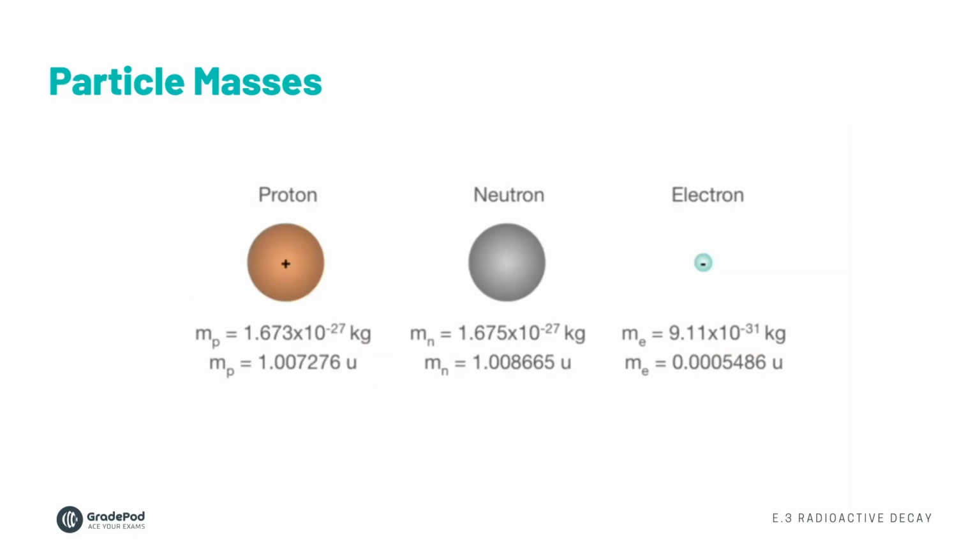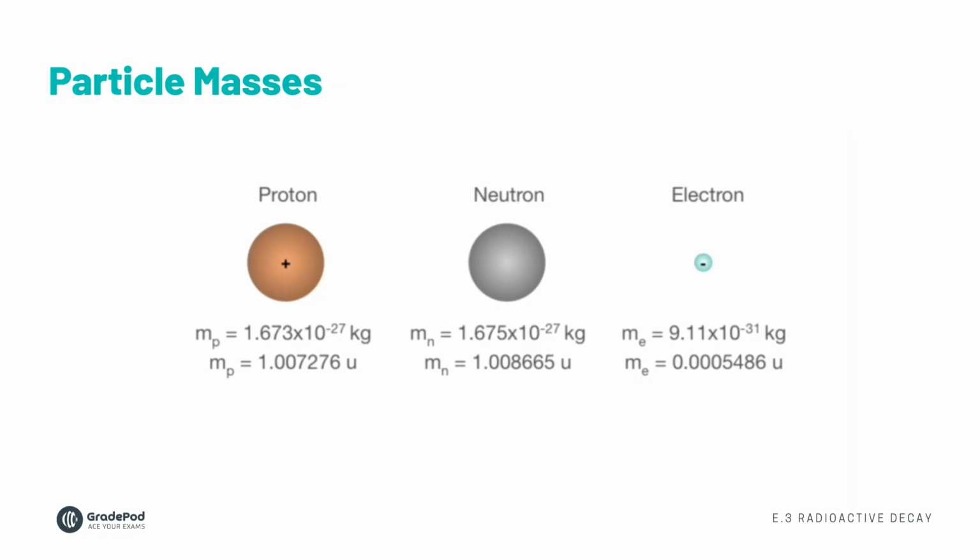How does that relate then to our more common particles? We have a proton, and in kilograms, the proton is 1.673 times 10 to the minus 27 kilograms. In terms of atomic mass units, it's 1.007276 U. The neutron is slightly more massive than the proton, and you can see that quite well here with the idea of atomic mass units. And our electron is tiny. It's 0.0005486 U.